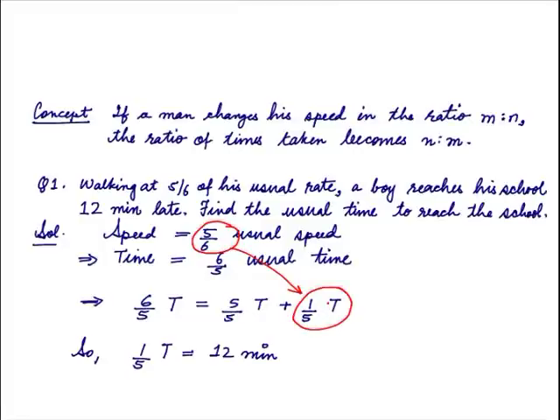So this means that under normal circumstances, the time I would have taken would be 12 into 5, which is 60 minutes. Thus, when he goes at his usual speed, he takes 60 minutes to reach the school, hence solved.